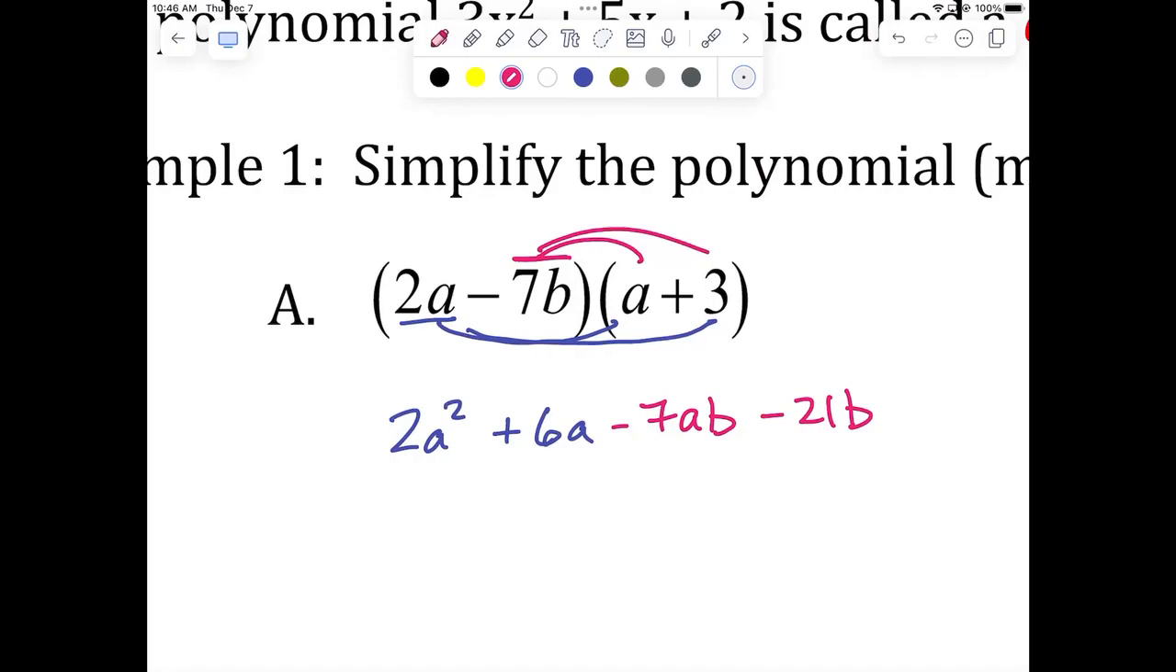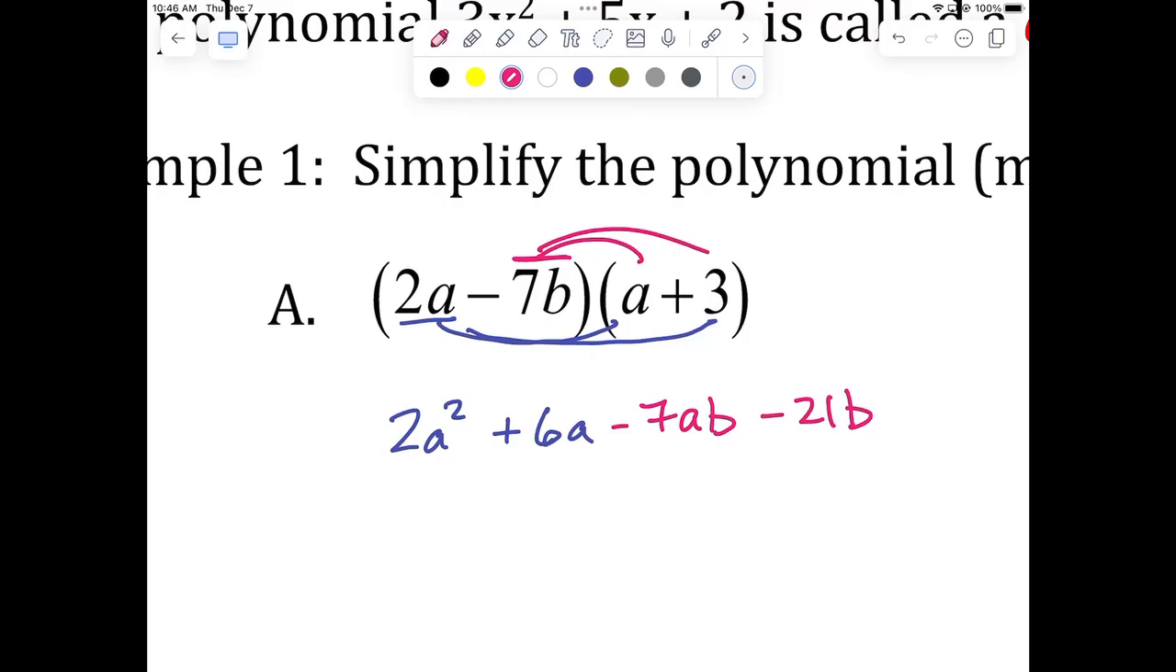FOIL doesn't always work. FOIL only works for a 2 by 2. But the last thing you would do here is look for any like terms. Do we have any like terms? No, we have an a squared term, an a term, an ab term, and a b term. They're all different. So that's as good as it gets. What order do you want to put them in? Abracadabra, shuffle them around, whatever.